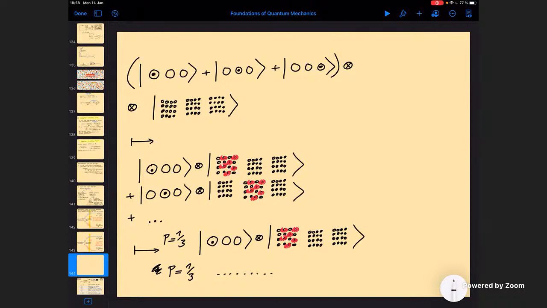Okay, I hope this helps. At least this is the state of the art. This is how far we got, we as the quantum community. Okay, so let me go on.